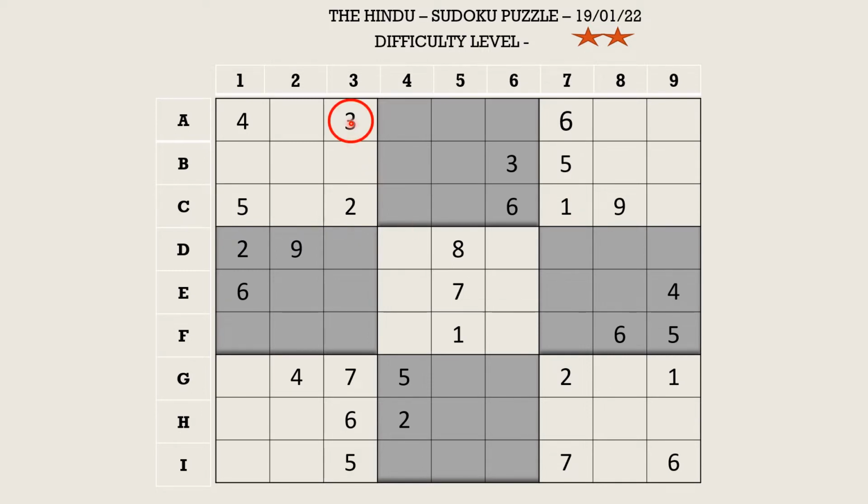There is a 3 in row A which blocks these two cells. There is a 3 in row B which blocks these two cells. So C9 takes 3.